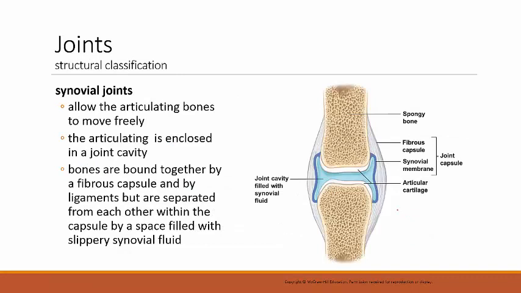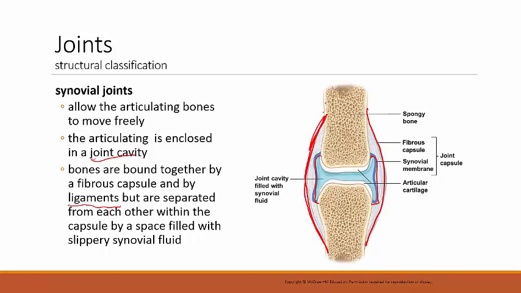Then last of all, in the structural classification scheme, are the synovial joints. And synovial joints allow the articulating bones to move very freely. And that articulation, that joint area, is enclosed by a membrane of dense, irregular connective tissue called the joint capsule that encloses the joint cavity. So here's the joint cavity. Here is everything that's kind of bluish.